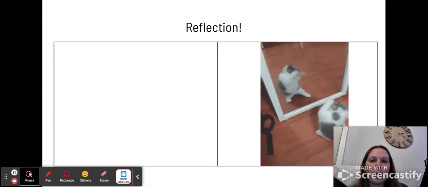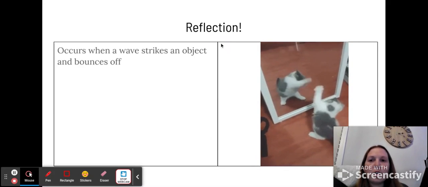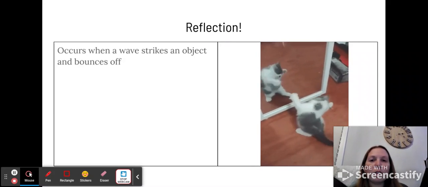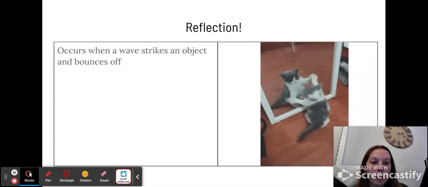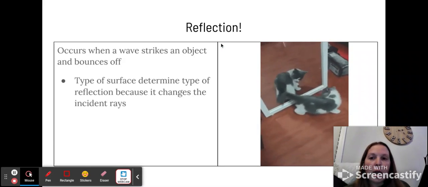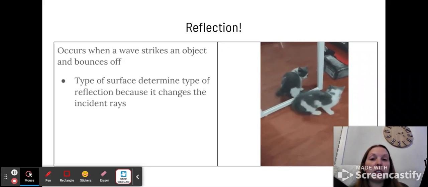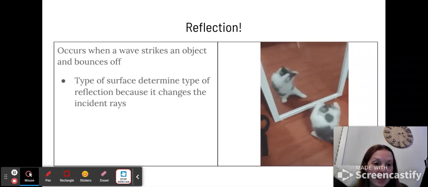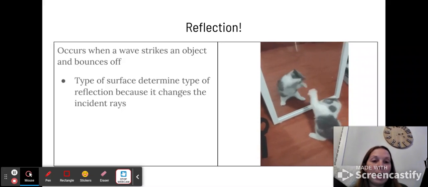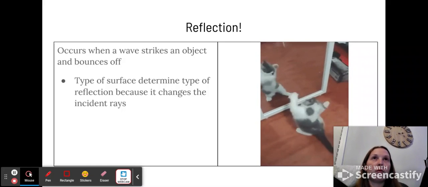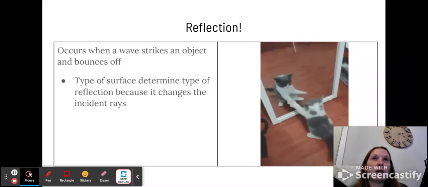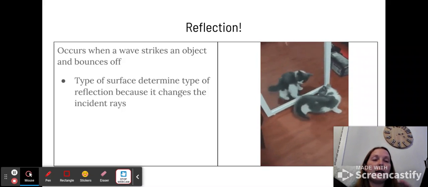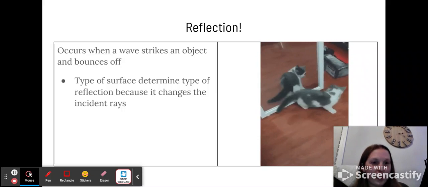So first, let's talk about reflection. This occurs when a wave strikes an object and then bounces off. And the type of surface does determine the type of reflection because it changes what's called the incident ray. So the incident ray is the ray that bounces off the surface.